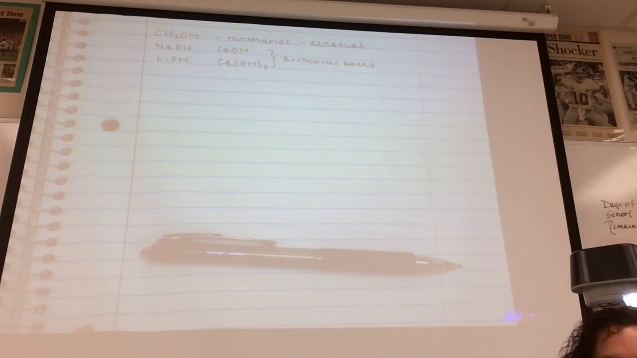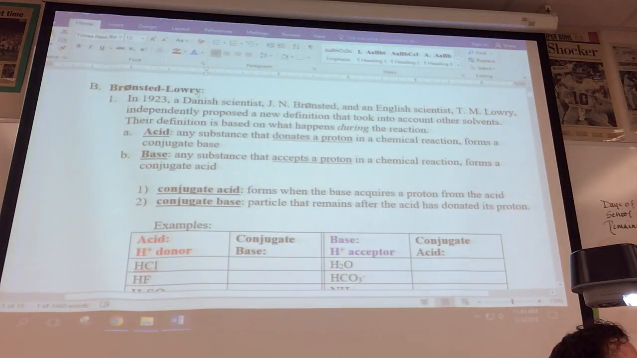The second definition we're going to look at is the Bronsted-Lowry definition. And here your solvent doesn't have to be water. Two scientists working independently, Bronsted and Lowry, define acids and bases in terms of what happens during the reaction, not in terms of what gets generated. So an acid is a substance that donates a proton. When it donates a proton to something else, the acid generates what's known as a conjugate base.